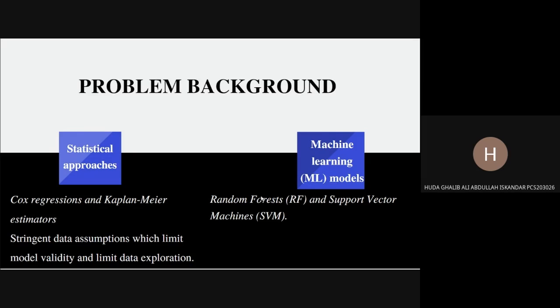In the ALS field, many researchers have adopted either statistical approaches, which are the traditional way, or machine learning approaches. For the statistical approaches, we have many examples such as Cox regression and Kaplan-Meier estimators. But unfortunately, these methods have some limitations in the data. For example, the data assumptions are so strict, which limits the model validity and the data exploration.